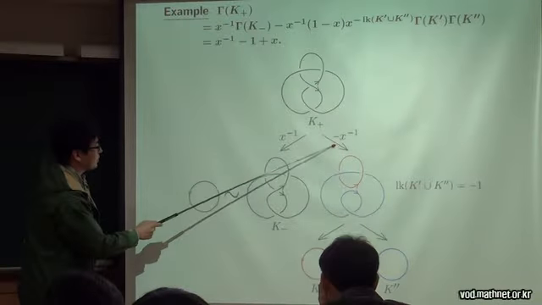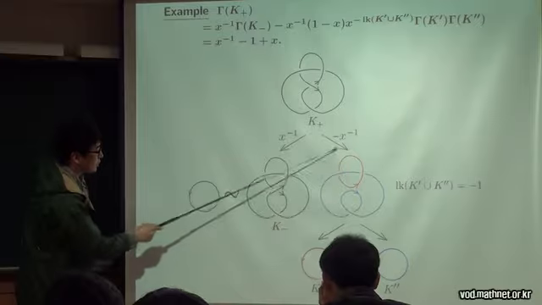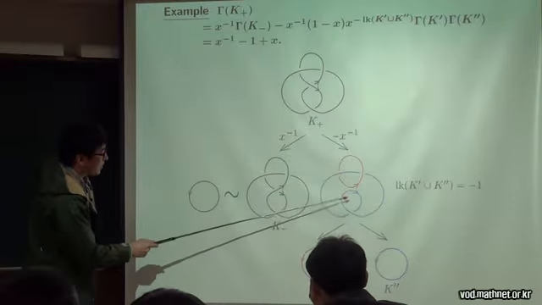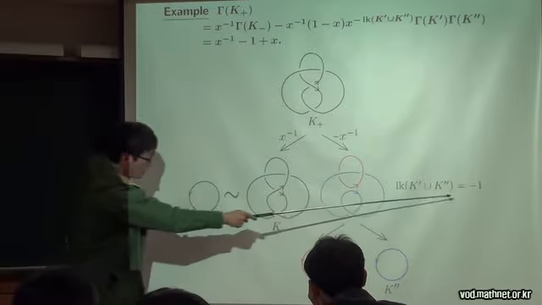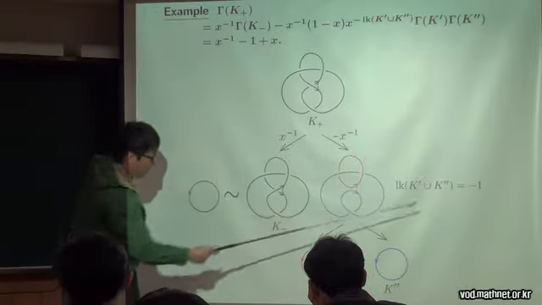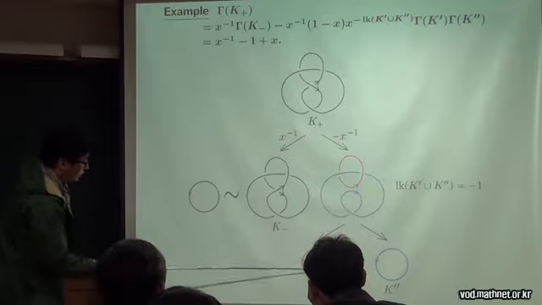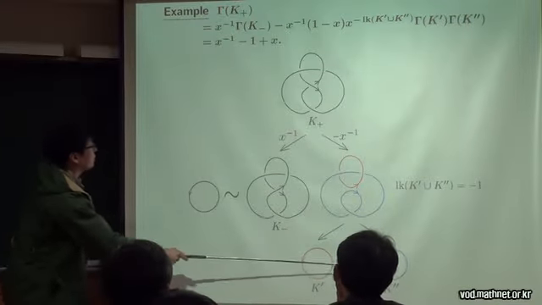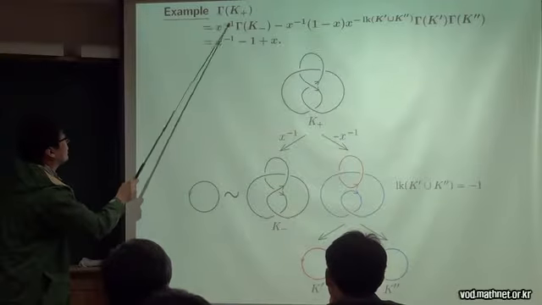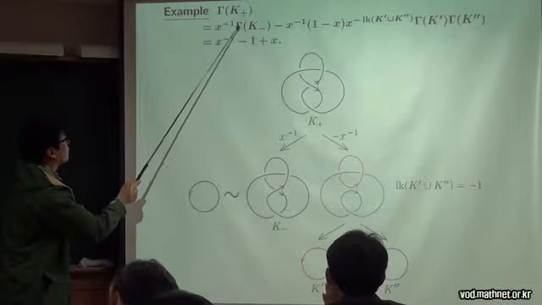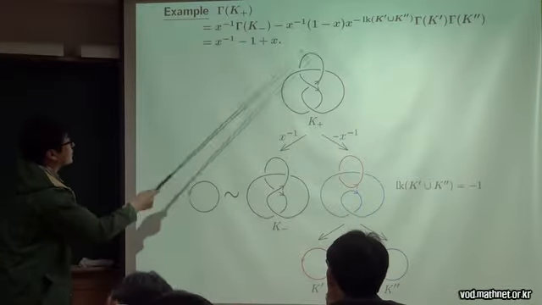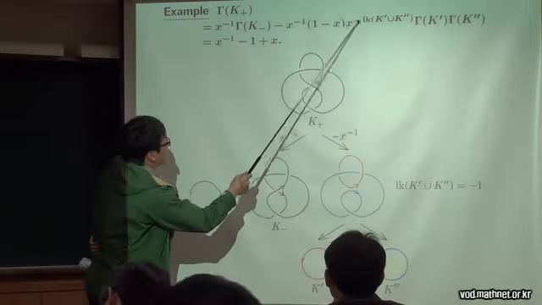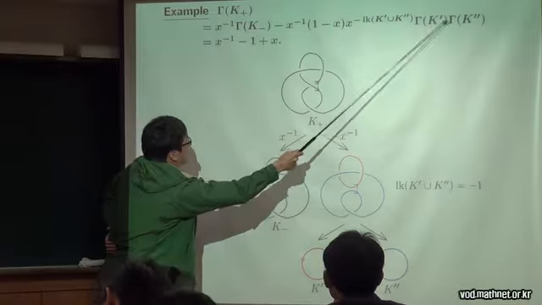And by smoothing, we obtain this two-component link, and we can check the linking number of this link is equal to -1. Each component is trivial, so we can calculate the gamma polynomial of the figure 8 knot like this. This part equals 1, this part equals -1, and this part 1.